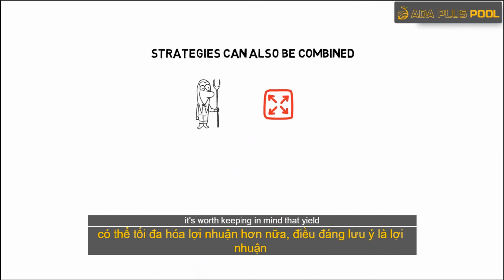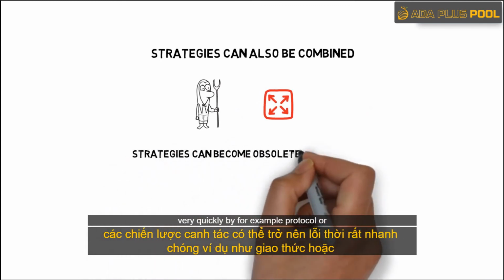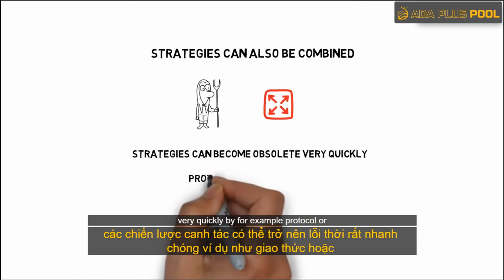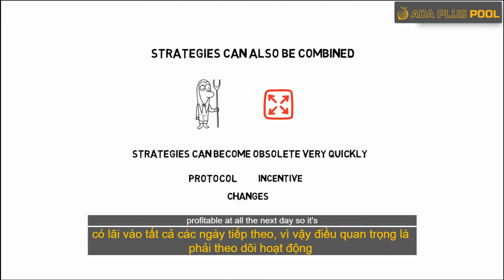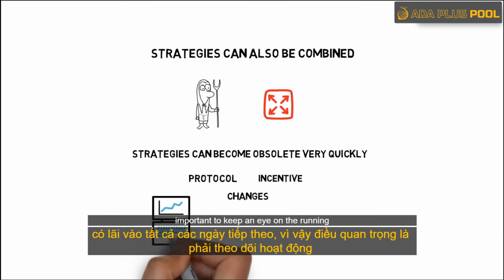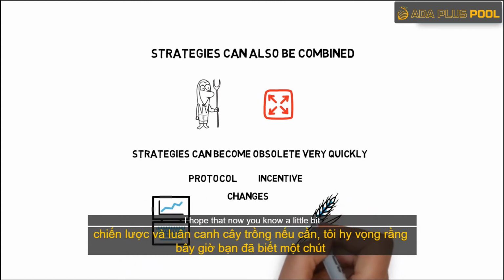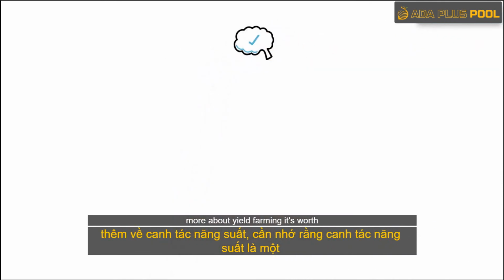It's worth keeping in mind that yield farming strategies can become obsolete very quickly by, for example, protocol or incentive changes, and something that may be super profitable right now may not be profitable at all the next day. So it's important to keep an eye on the running strategies and rotate crops if necessary. I hope that now you know a little bit more about yield farming.